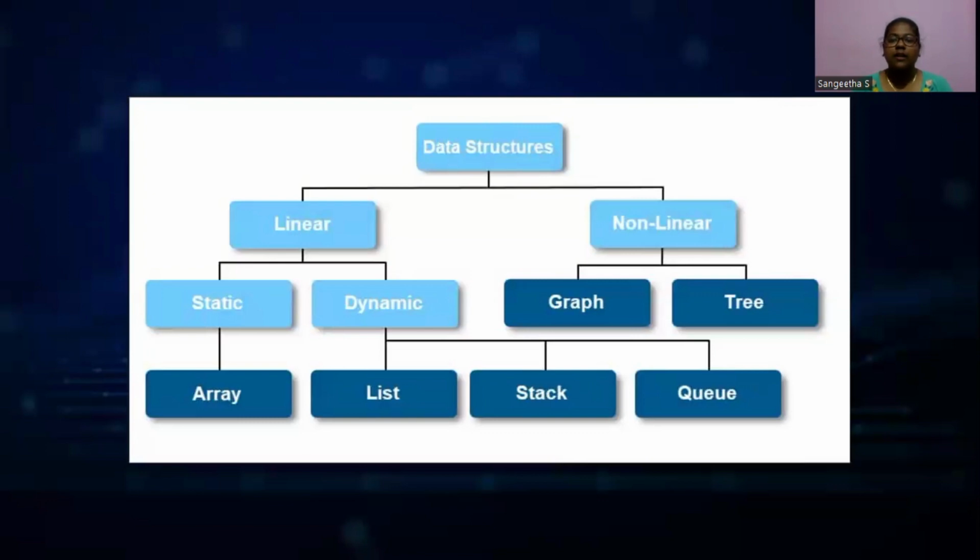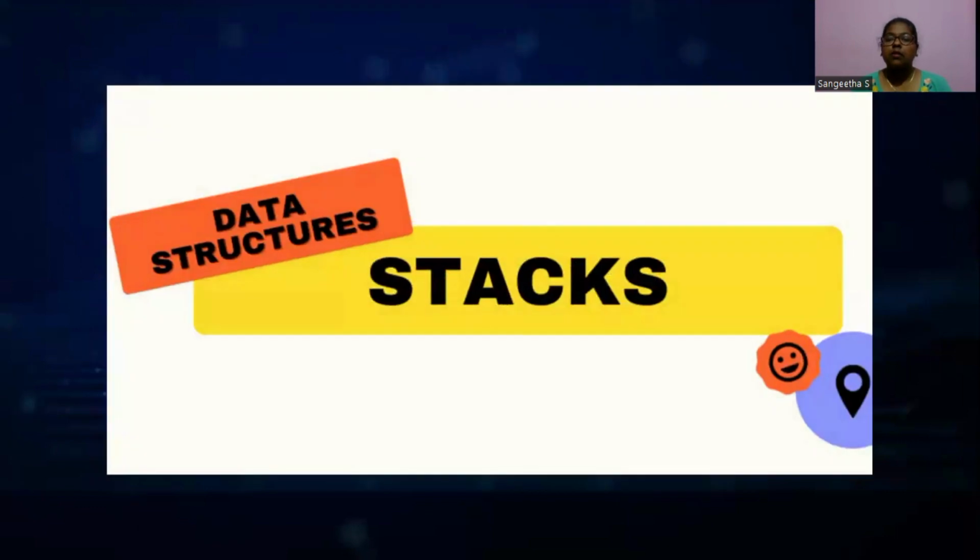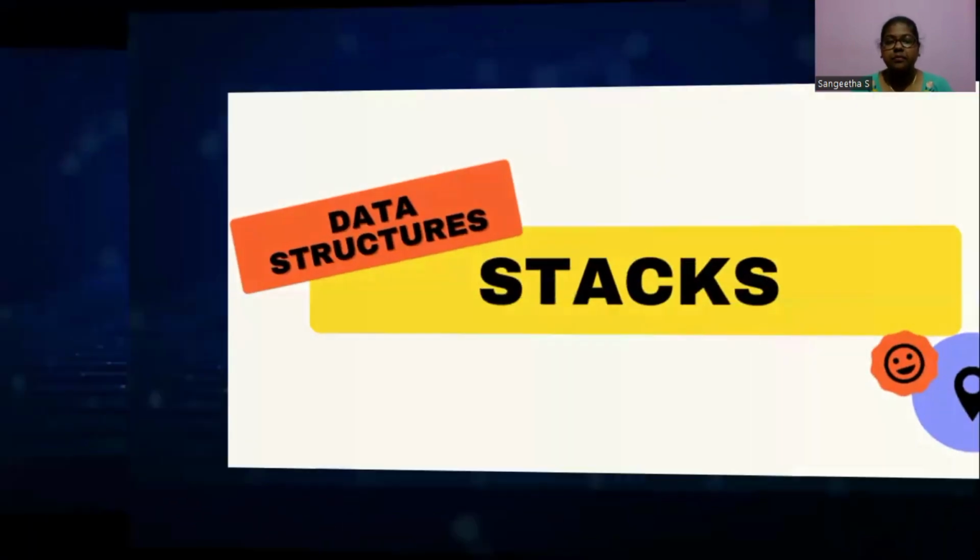A non-linear data structure is one where the data are not stored in a sequential order, and the examples are graph and tree. Now let's see about stacks in data structures.